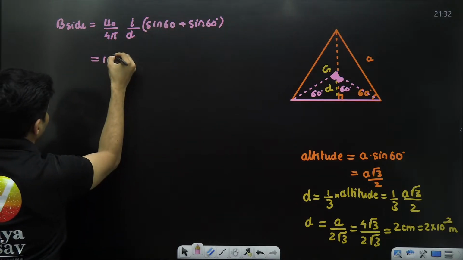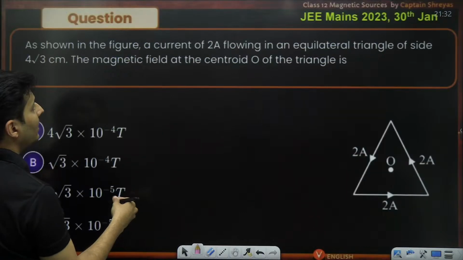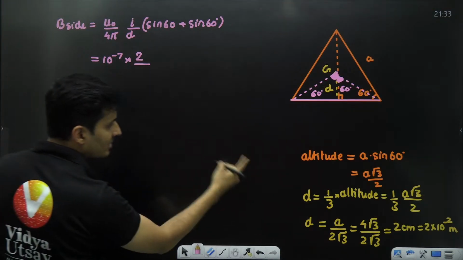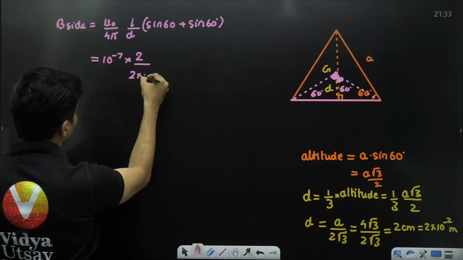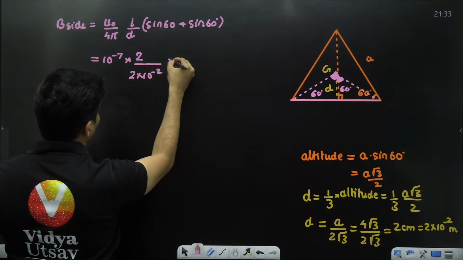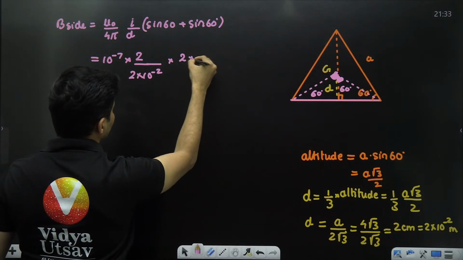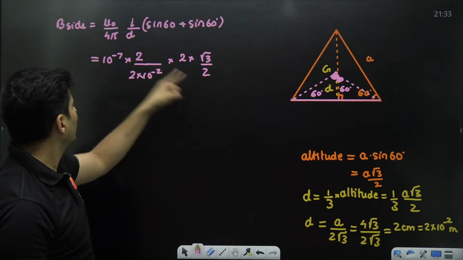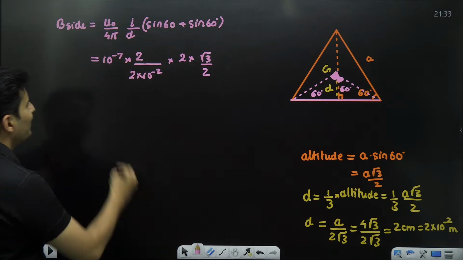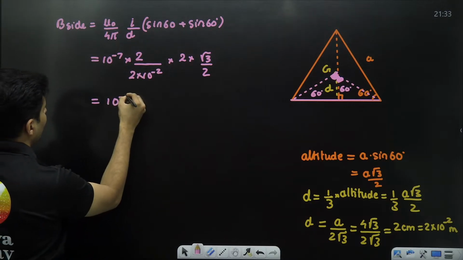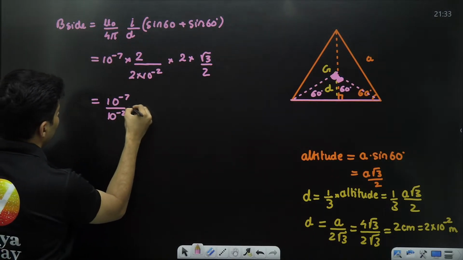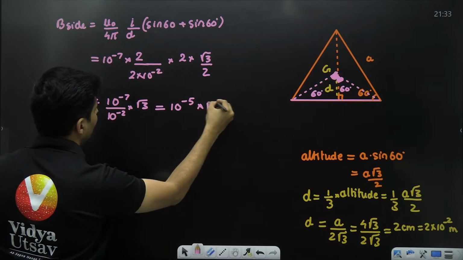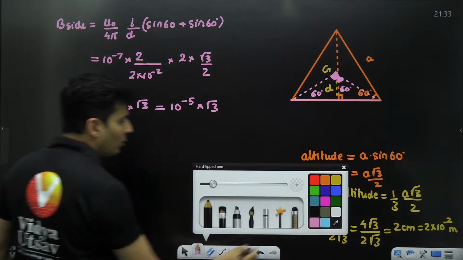Mu naught by 4 pi is 10 to the power minus 7. Current value is 2 amperes, so put 2. Distance, we just figured it out, it is 2 into 10 to the power minus 2. Whole thing, sine 60 into 2 is 2 into root 3 by 2. Lot of 2's out there. 2 cancels, 2 cancels. We are just left with 10 to the power minus 7 by 10 to the power minus 2 multiplied by root 3, which is 10 to the power minus 5 multiplied by root 3. That is the field due to one side.